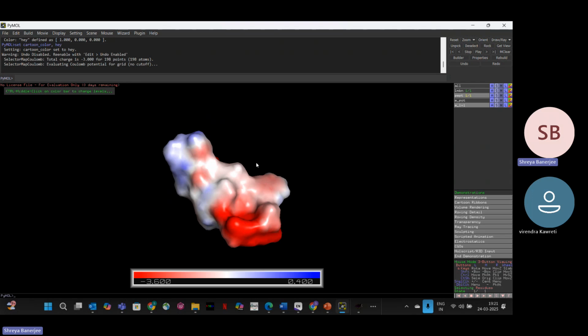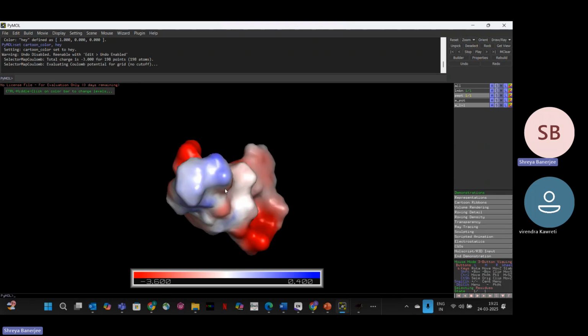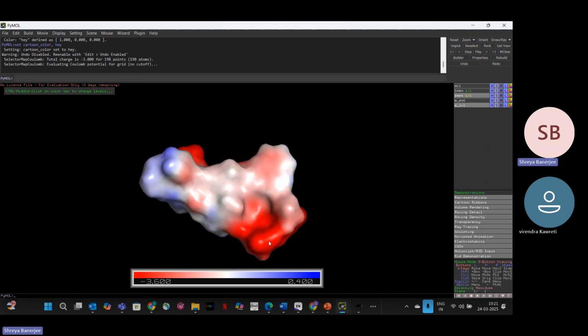Or if I have a negative ligand, you can see in this molecule, this dark blue region is not there. So this protein will mostly bind positive ligands, because you can see there are regions of dark red color where the high negative charge is. Minus 3.6 is a very high negative charge. So it can bind any positive ligand.